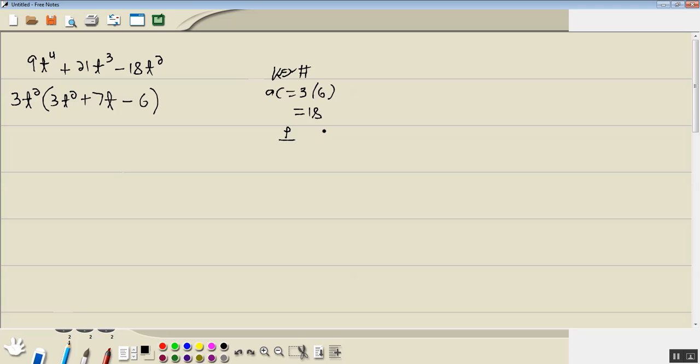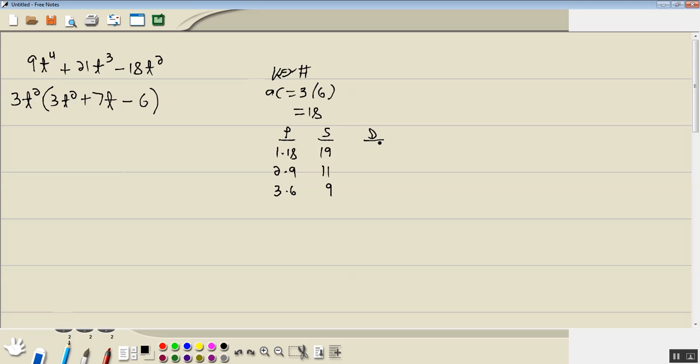And then we're going to create our 3 columns, our P column, our S column, and our D column. In the P column, we'll write down all products that give us 18. We got 1 times 18, 2 times 9, and 3 times 6. Now, sum column, we add these. 1 plus 18 is 19, 2 plus 9 is 11, 3 plus 6 is 9.